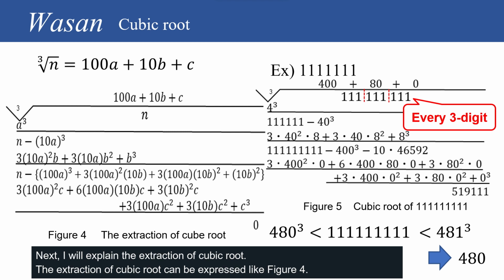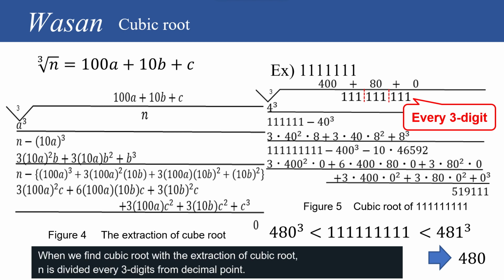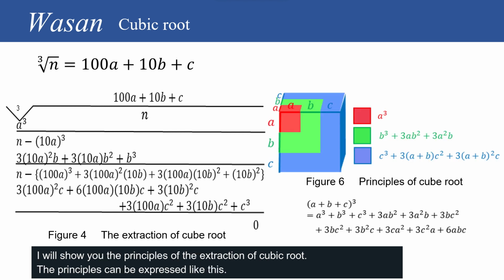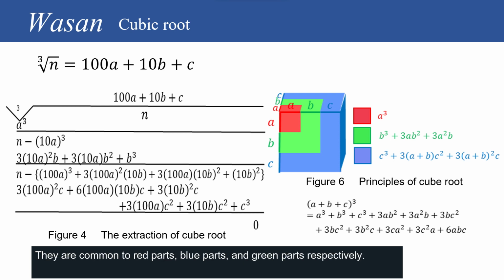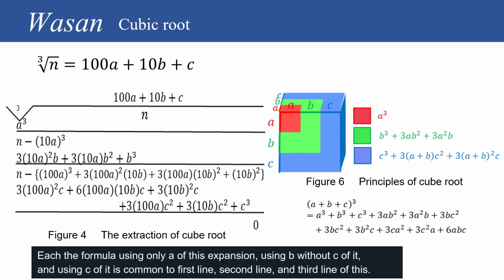The extraction of cubic root can be expressed like figure 4. When we find the cubic root with the extraction of cubic root, n is divided every 3 digits from the decimal point. I'll show you the principle of the extraction of cubic root. The principle can be expressed like this. They are common to the red part, blue part, and green part respectively. It is a formula using only A of this expansion, using B without C of it, and using C of it is common to the first line, second line, and third line of this.